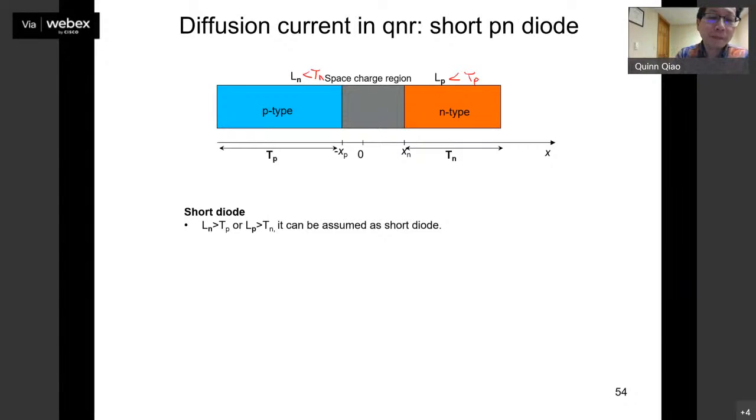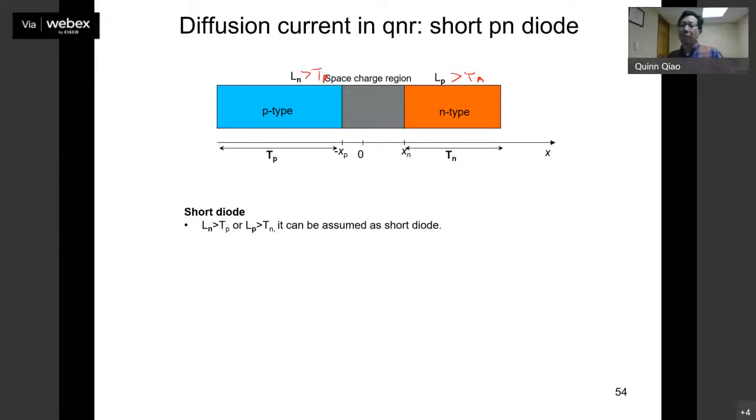So the short diode will be the opposite. That means Ln will be bigger than Tp, and Lp will be bigger than Tn. So basically, my carrier diffusion length is longer than the thickness.